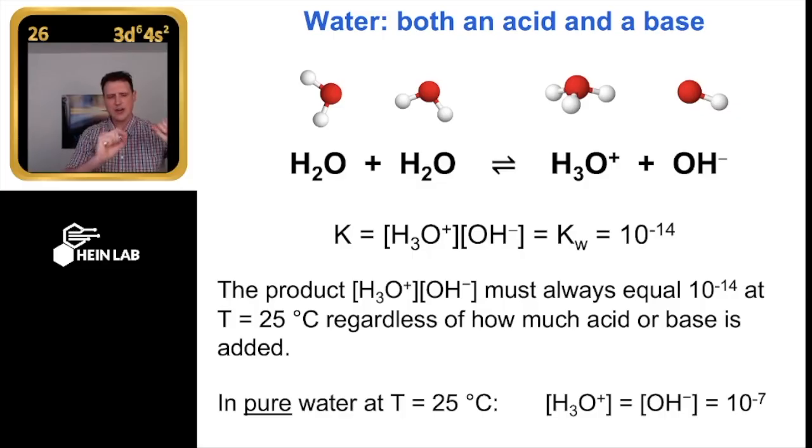But remember, K is where that equilibrium sits. It's the products over the starting materials concentrations. If we're at equilibrium, their concentrations shouldn't change. There's more flux. There's a lot more of this going on.